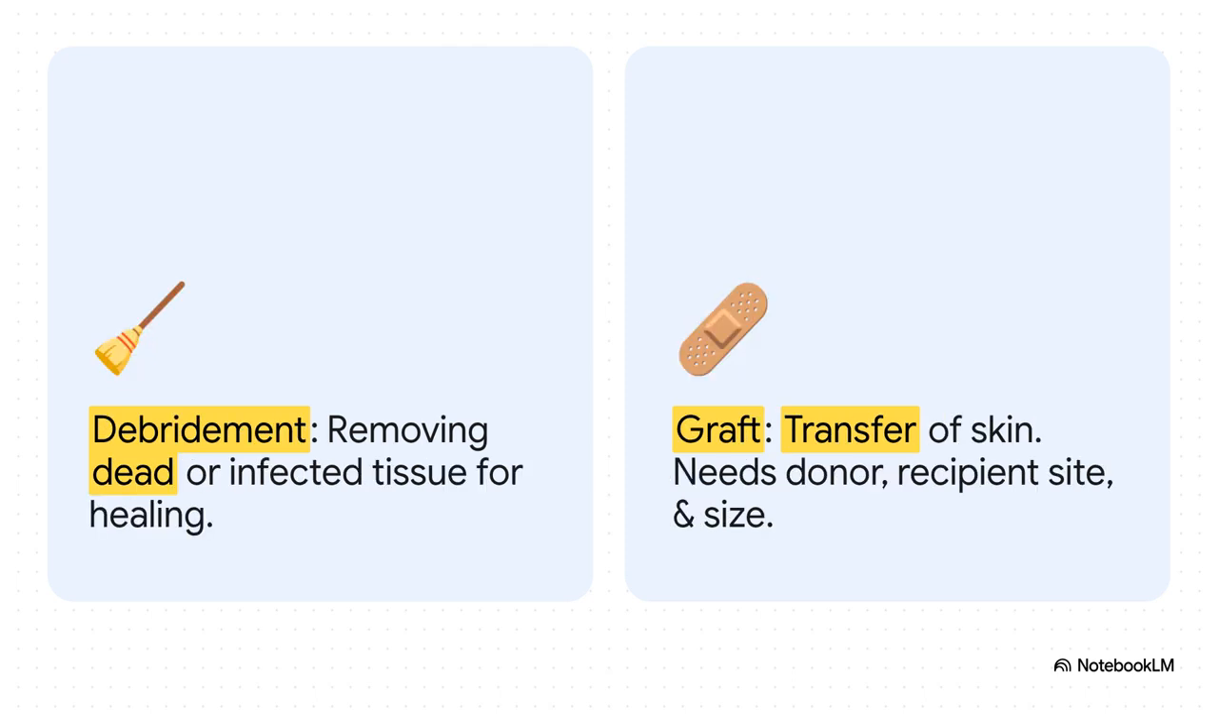Next, let's look at debridement versus skin grafting. Debridement is basically wound site cleanup. You're just removing dead or infected tissue to help a wound heal. A graft, however, is a much bigger deal. It's the physical transfer of skin from one place to another. For a graft, your documentation must explicitly state the donor site, the recipient site, and the exact size. Without all 3 of those, your claim is definitely going to bounce right back.